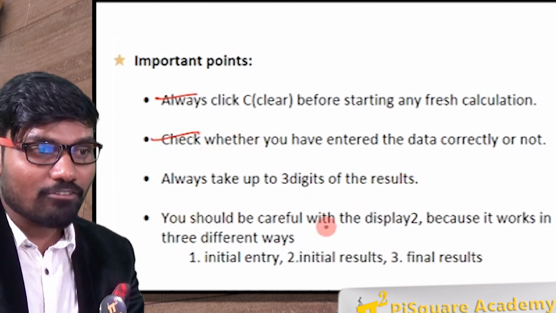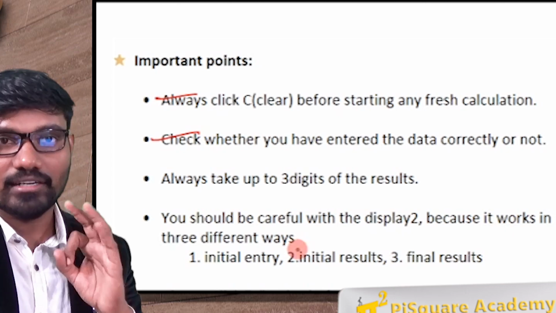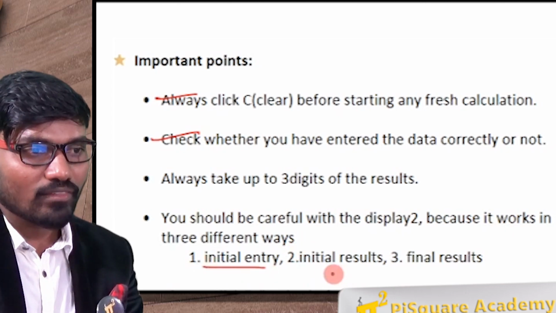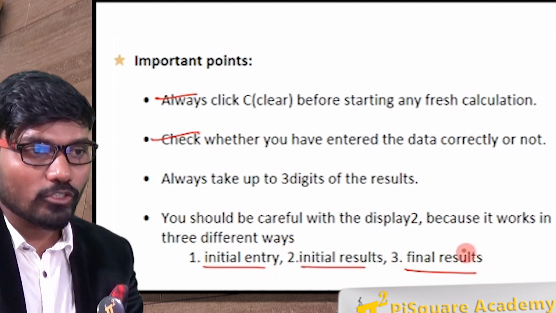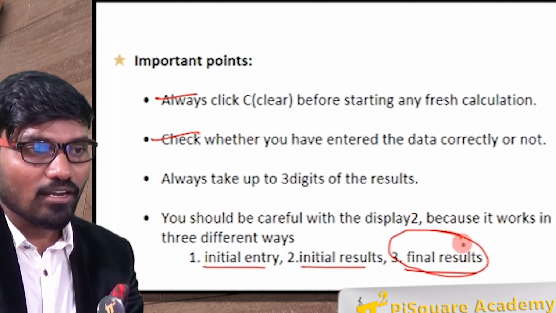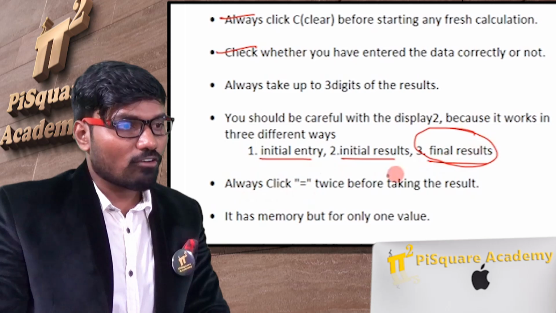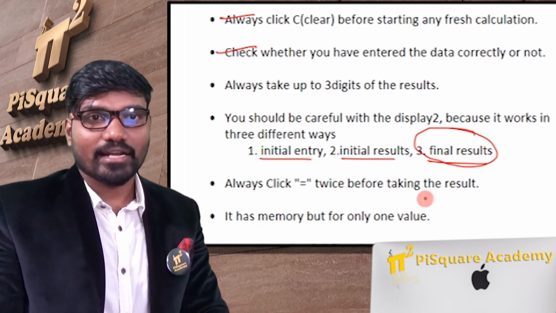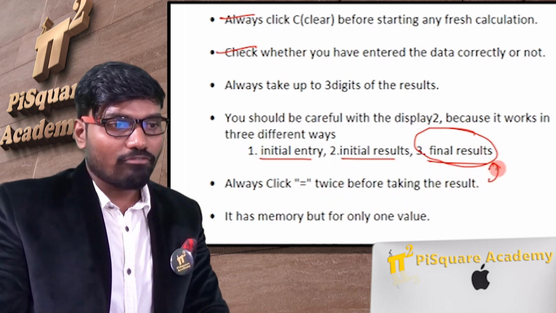You should be careful with the display too, because it works in 3 different ways: initial entry, initial result, and final result. You always take the final result. How to get the final result? Always click equal to twice before taking any result. That will give the final result.